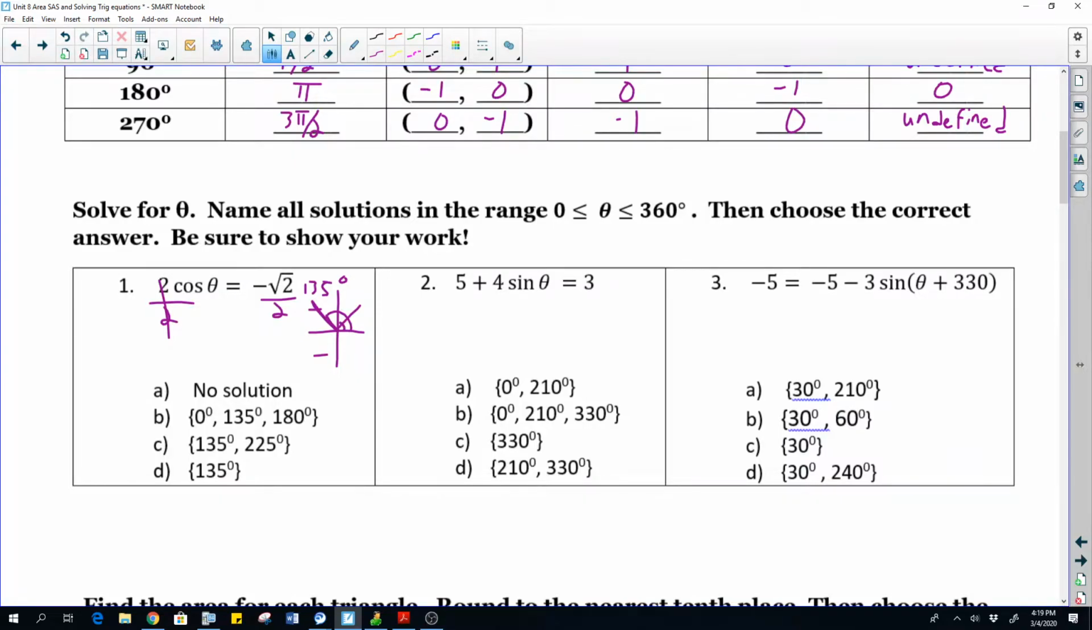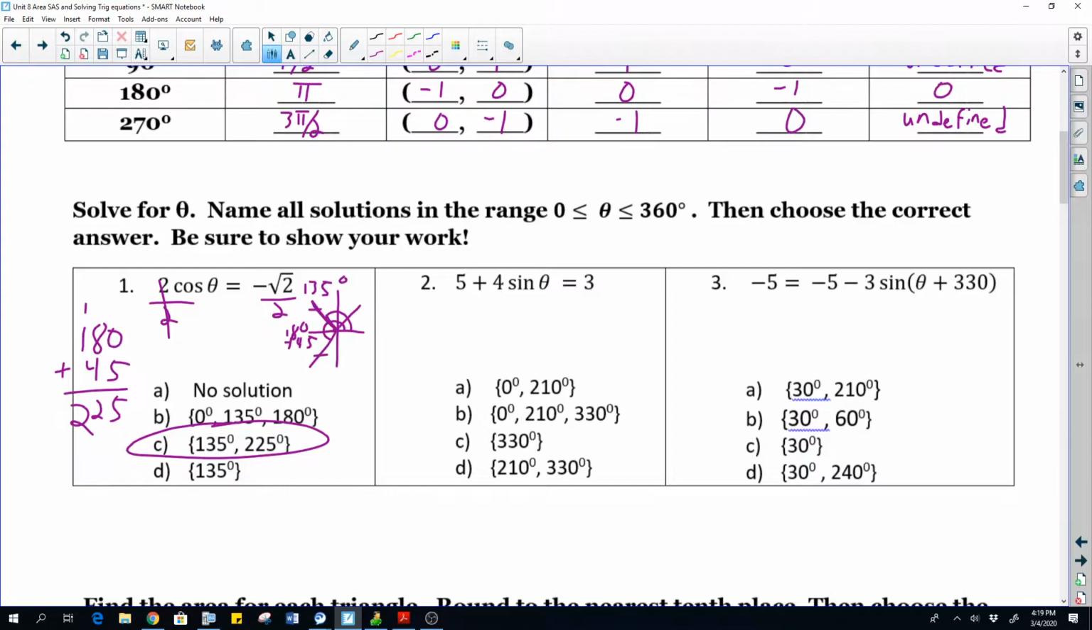It's also negative all the way down to here for cosine. Negative radical 2 over 2. And so then that's also going to be 180 degrees, and then plus another 45 degrees. So you can just use the unit circle or the chart above. That's 225. So those are the two angles we're looking for, 135 and 225.